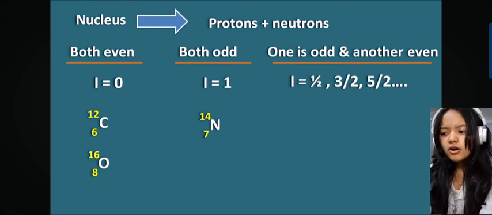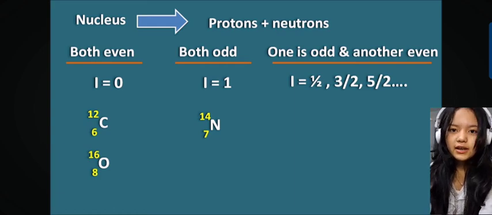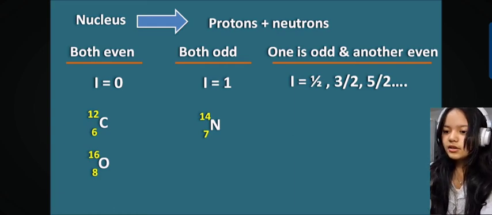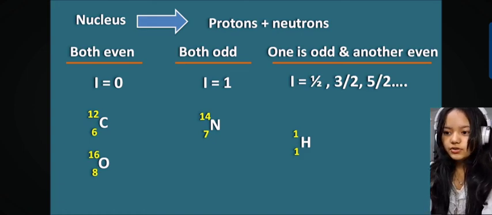So all such types of nuclei cannot give an NMR signal, because we have seen that for a nucleus to show an NMR signal, I is equal to half. Among these nuclei we can remember those which have I equal to half, so that they can give the NMR signal. These examples include 1H1. Here we have 1 proton and 0 neutrons.